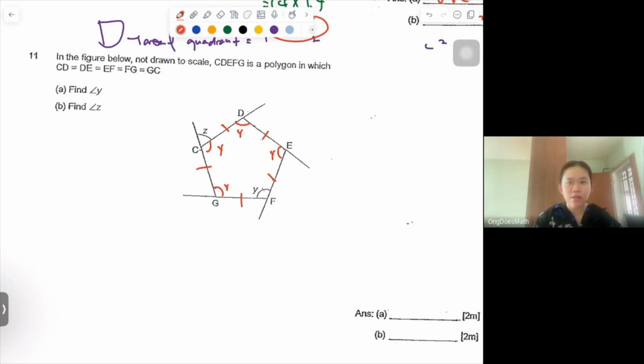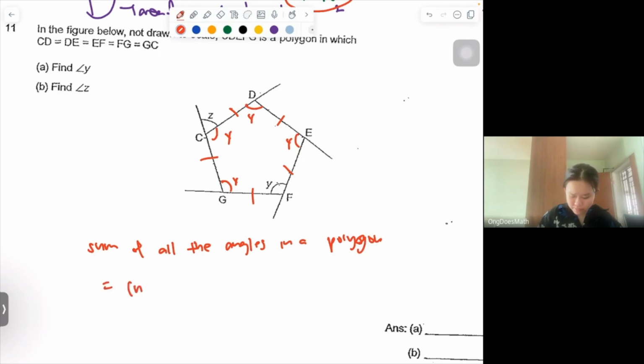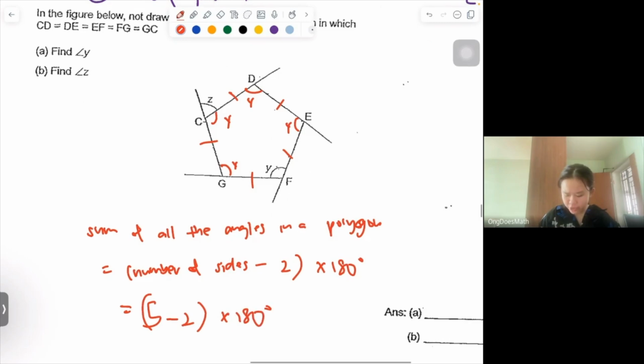So I hope you can recall the formula to find the sum of angles in a polygon. The sum of all the angles in a polygon is just the number of sides minus 2, times 180. So in this case, the number of sides is 5. There are 5 sides: 1, 2, 3, 4, 5. So 5 minus 2 times 180, and that should give you 540.